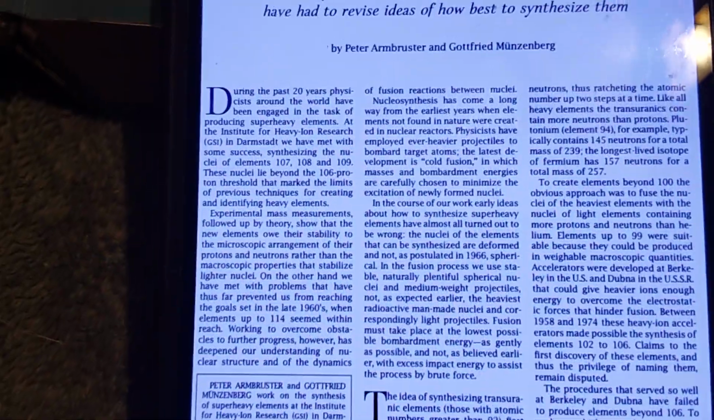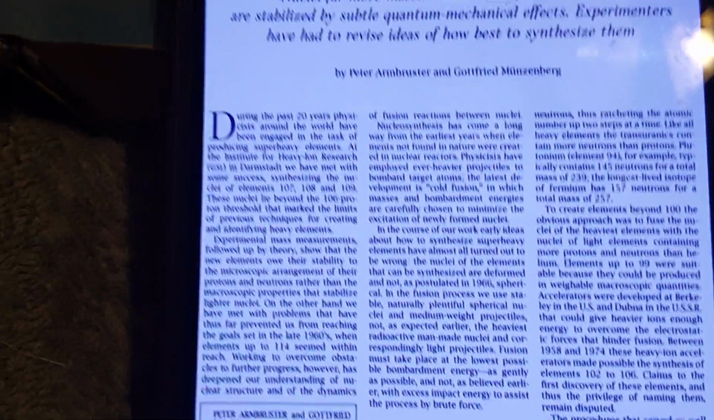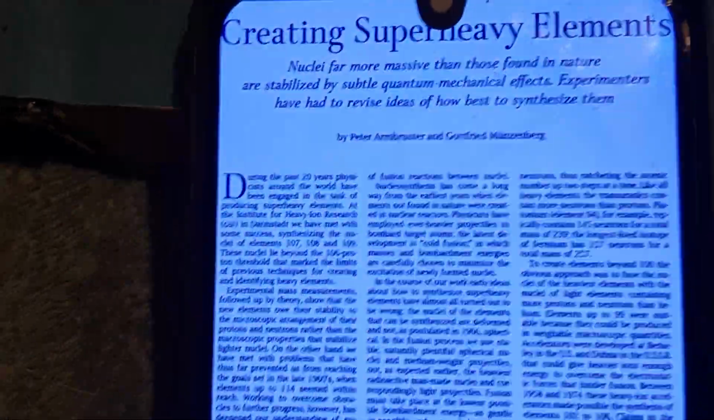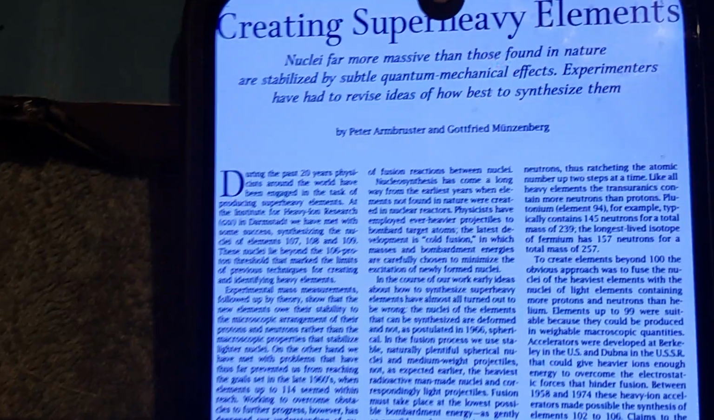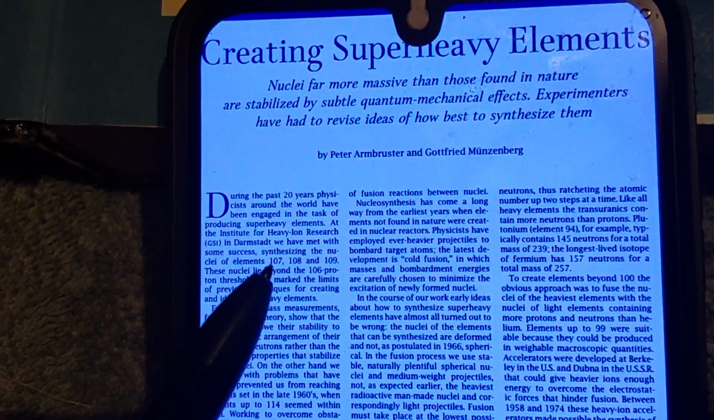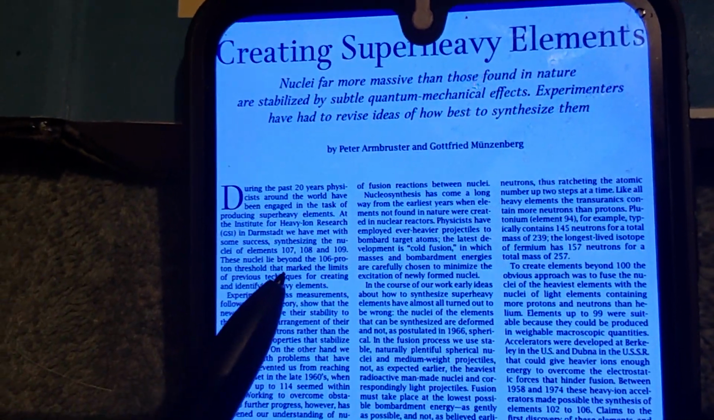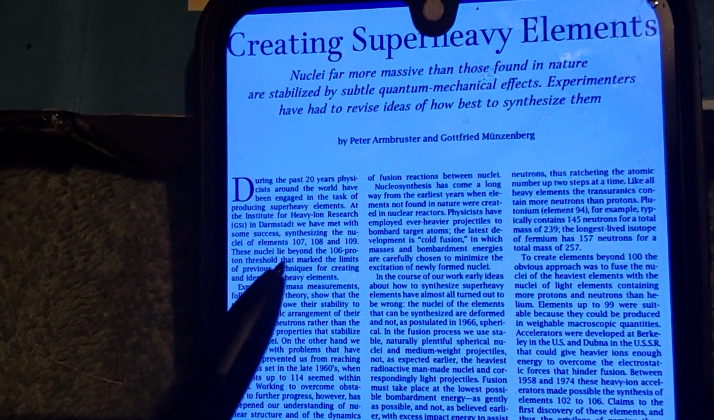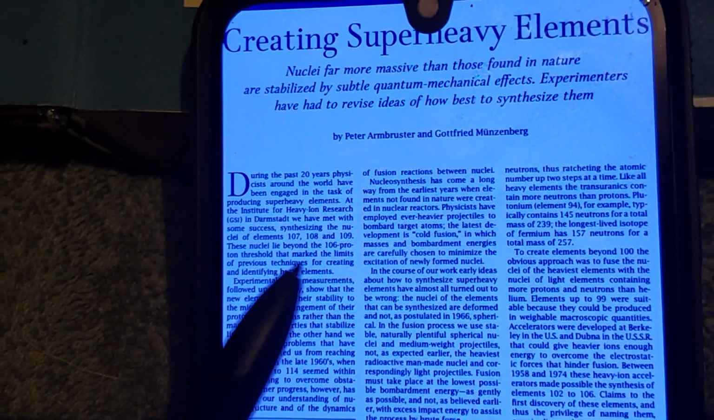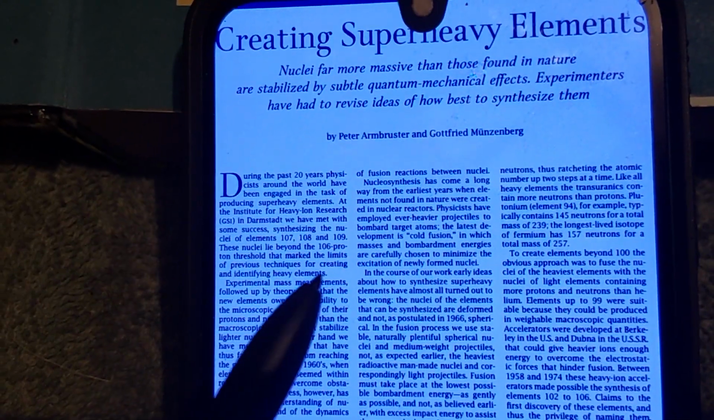What I wanted to hit on today is this little area right up here in the corner where we're talking about elements 107, 108, and 109. These nuclei lie beyond the 106 proton threshold that marks the limits of previous techniques for creating and identifying heavy elements. What are we talking about?